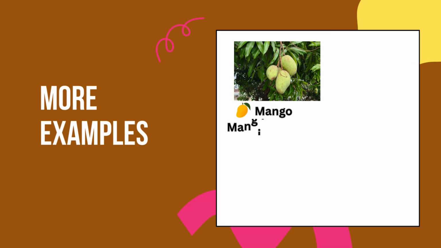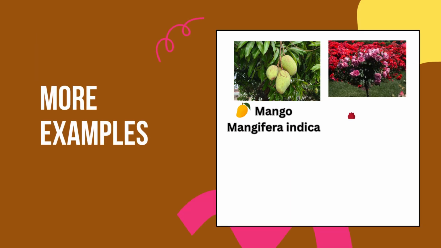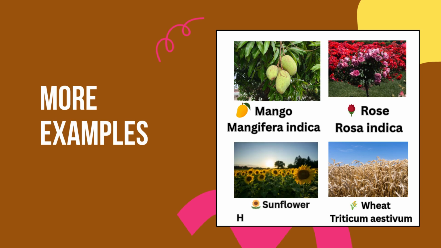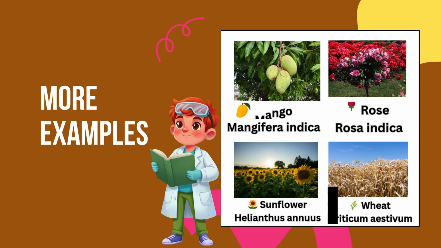Let's see some more examples: rose, Rosa indica; wheat, Triticum aestivum; sunflower, Helianthus annuus. Now you can read scientific names like a scientist.